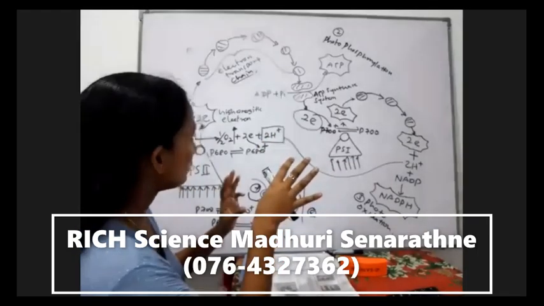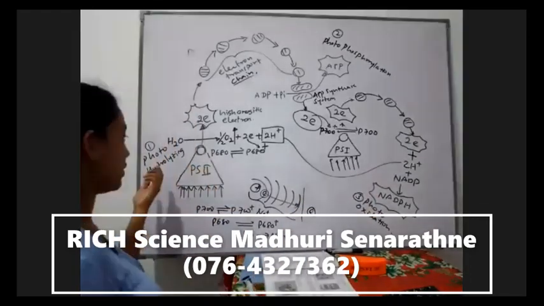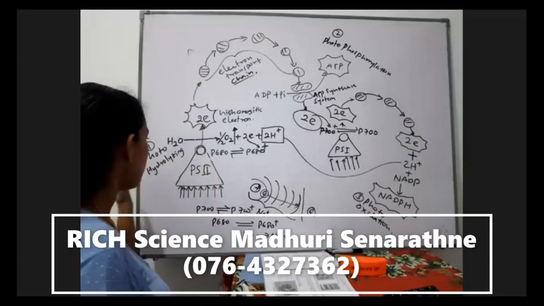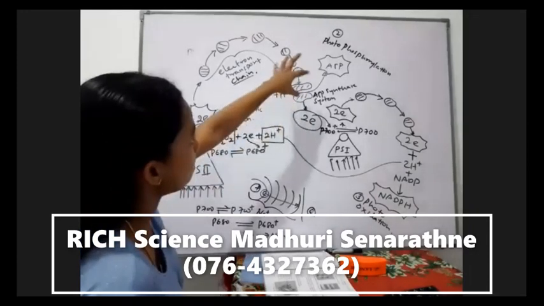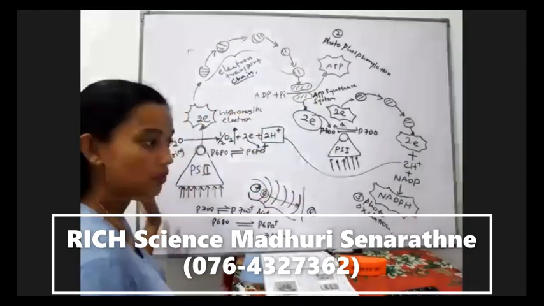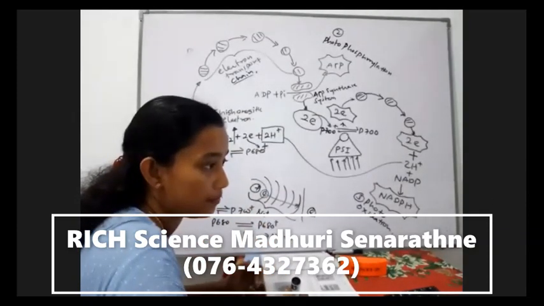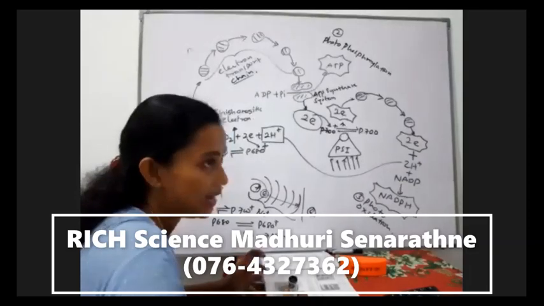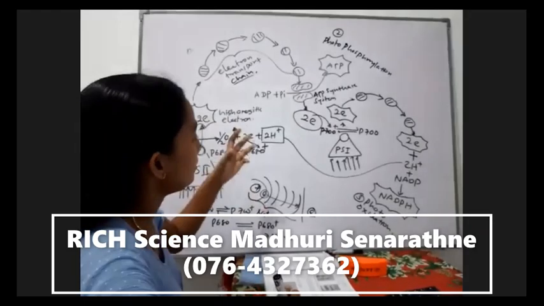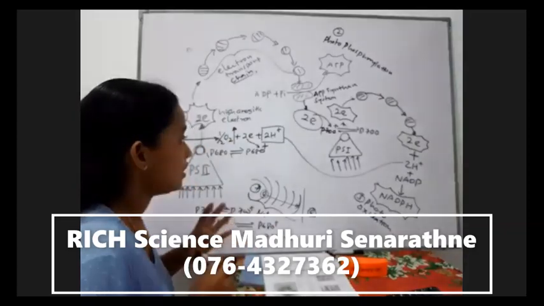Other than that, near the PS2 system, photohydrolysis is happening. Why do we use photo in these processes: photophosphorylation, photooxidation, and photohydrolysis? Because light energy is used, and especially here we are talking about the light reaction, the linear electron flow of the light reaction.